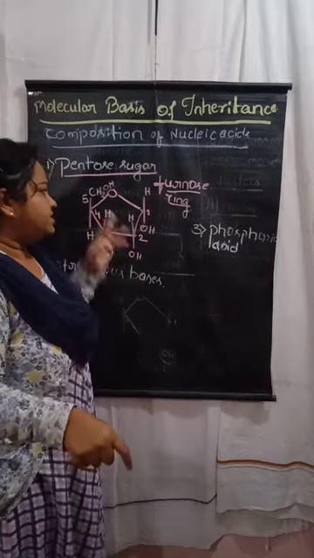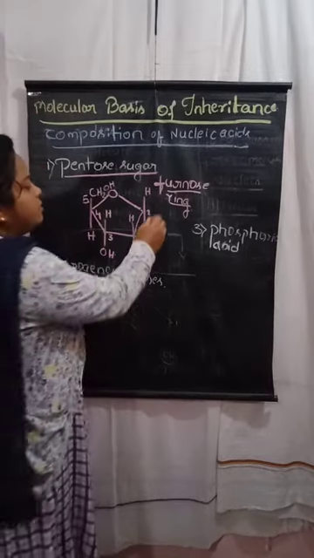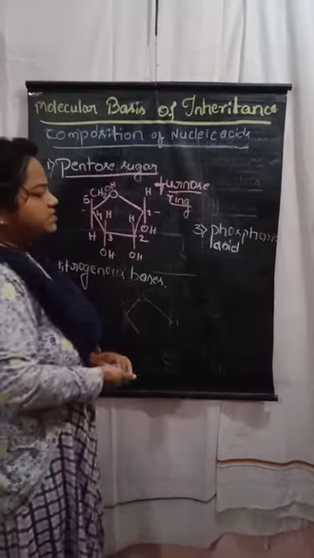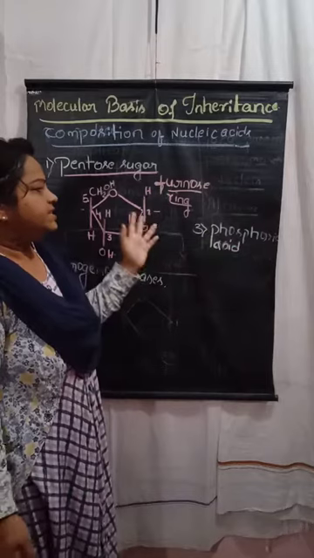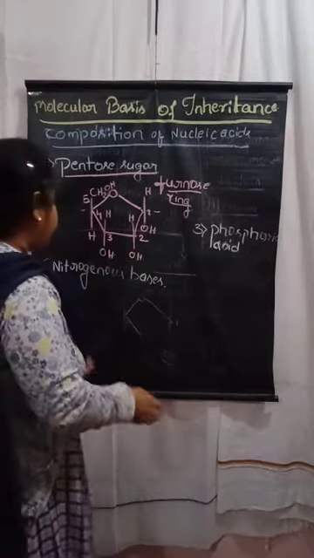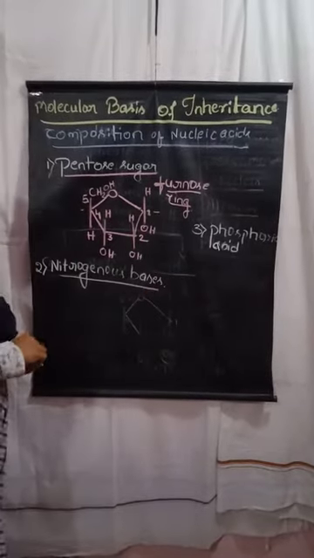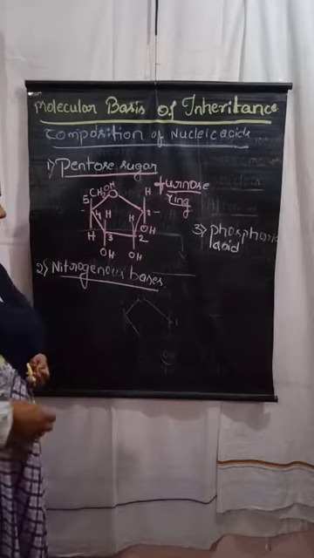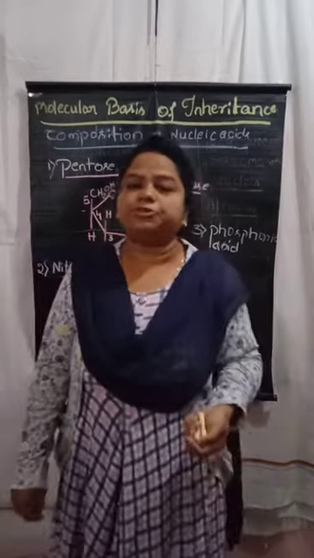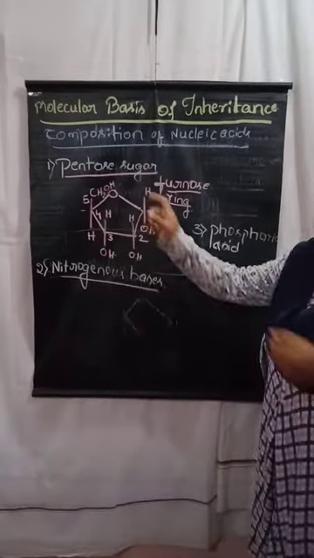So this is the pentose sugar. And at the first carbon and the other carbon, the nitrogenous bases and the phosphoric acid get attached. Later we will discuss the structure. Next, the second component of nucleic acids is the nitrogenous bases. Usually these nitrogenous bases are attached to the pentose sugar.